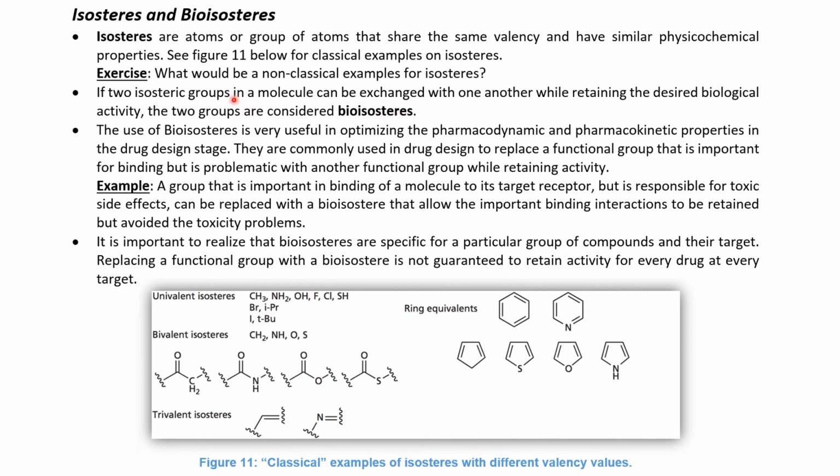So I want you to differentiate between these two terms. Basically, isosteres is a broader, more general term than bioisosteres. So bioisosteres is a narrower term. Basically, if two groups are bioisosteres, then they are by default isosteres. But if two groups are isosteres, then they are not necessarily bioisosteres unless they retain the desired biological activity once they are substituted in a molecule. Okay.